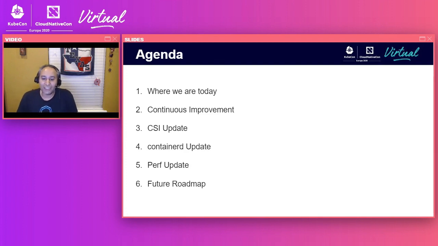So our agenda today is we're going to talk a little bit about where we are today, some of the continuous improvement that we've done as a SIG to advance the vision of Windows containers in Kubernetes. We're going to do a quick deep dive on CSI and a high-level overview on Containerd, and talk a little bit about perf updates and our future roadmap.